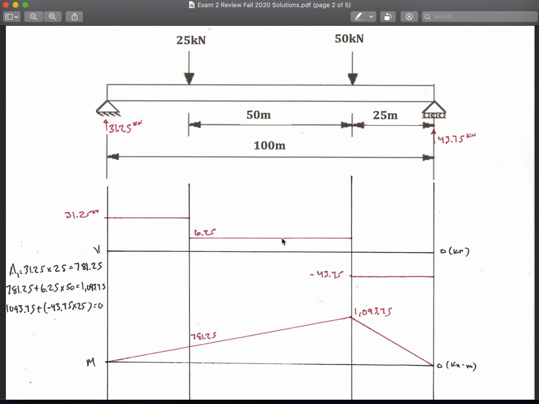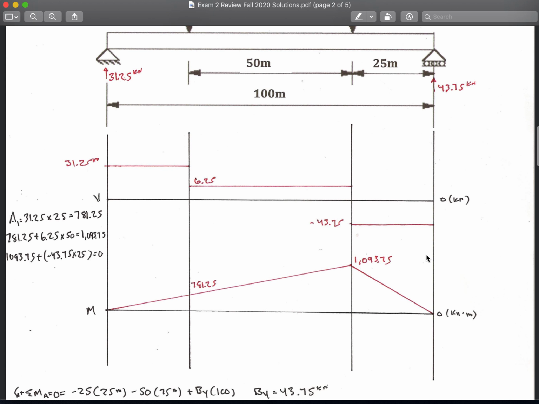So I've obtained that magnitude. There's a constant shear in between these two loads, so I've reached this point. Now from here, there's a downwards force causing a shear at this location, so it's 6.25 minus 50 equals negative 43.75. Now I'm constant between point loads. I've reached this point, and to get here there's an upwards force, which is negative 43.75 plus 43.75 equals 0. So my shear diagram closes out, and I'm done with shear.